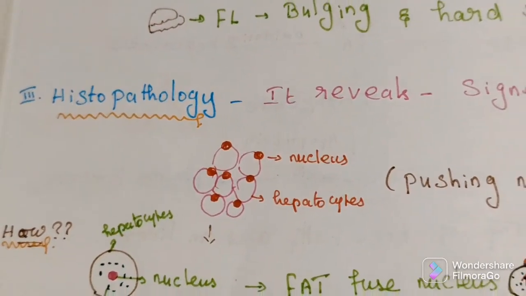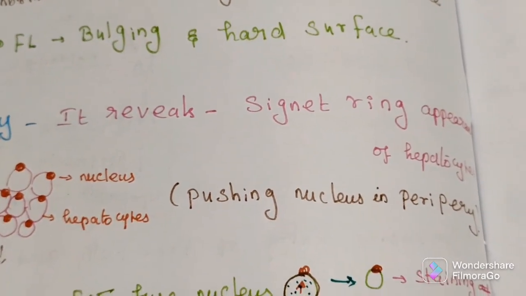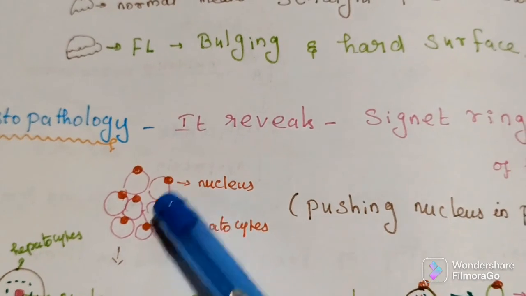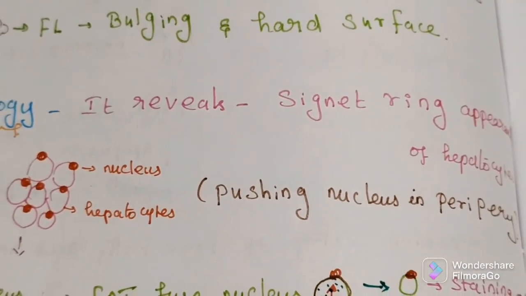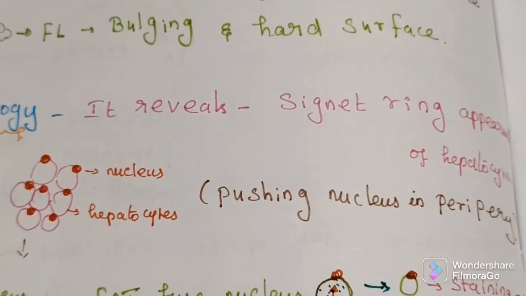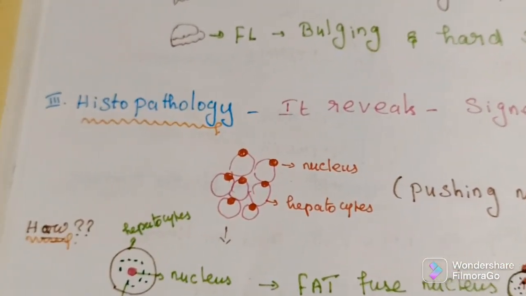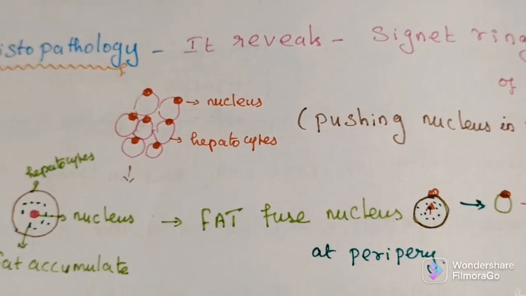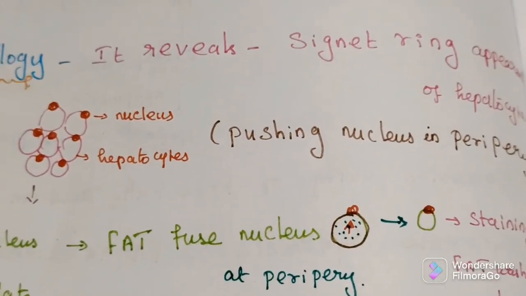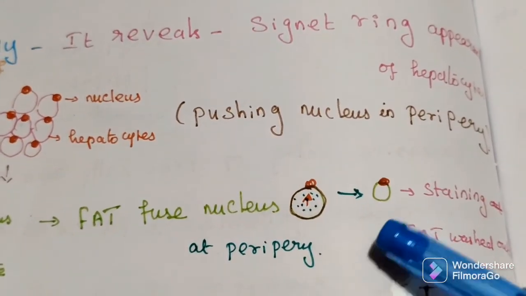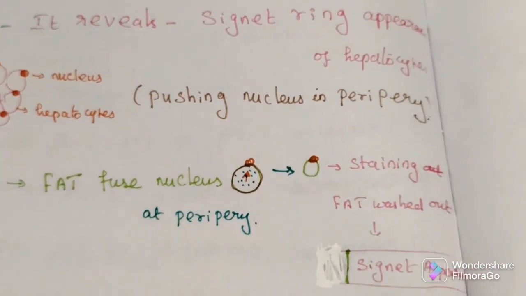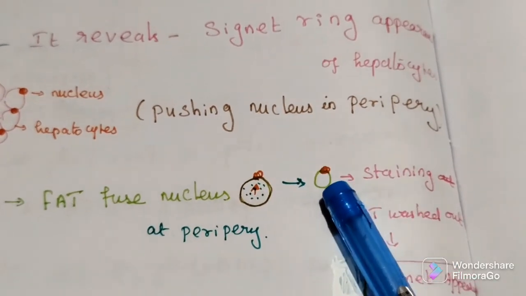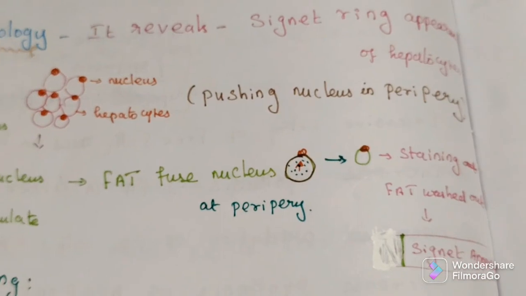Now coming to the histopathology slide, it reveals a signet ring appearance of hepatocytes. This is the hepatocyte, this is the nucleus. A large amount of fat accumulates and pushes the nucleus to the periphery, so it looks like a signet ring. When we do staining, the fat is washed out and this appearance is seen. This is called signet ring appearance.